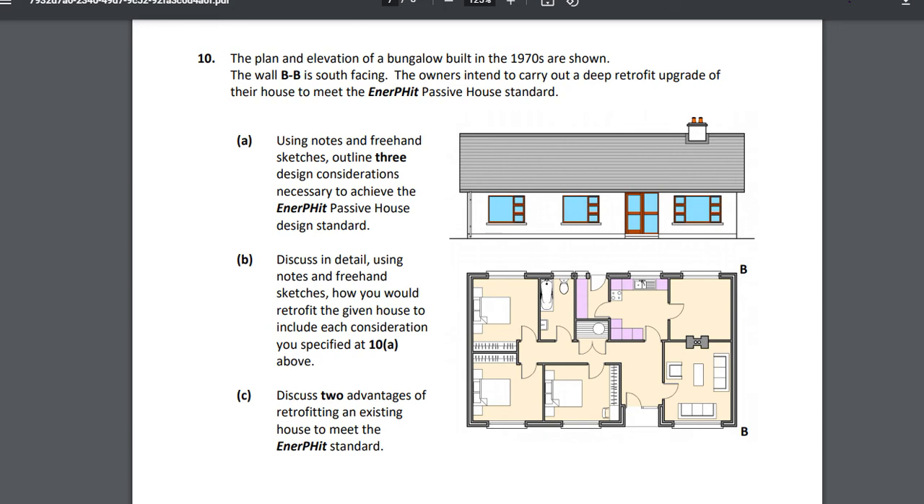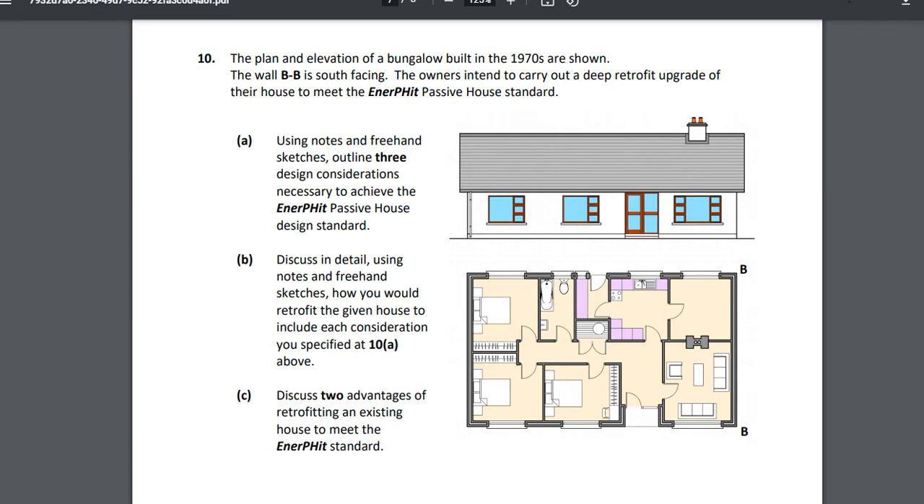When they mention design considerations, you need kind of buzzwords. You're talking about things like solar gain, so that's getting sunlight into the house. You've got energy demand, so in other words, how much energy this house uses. That means heat and light. You've got heat loss, so in other words, how quickly the house will lose heat. Thermal mass is another term that talks about how the house will store the heat.